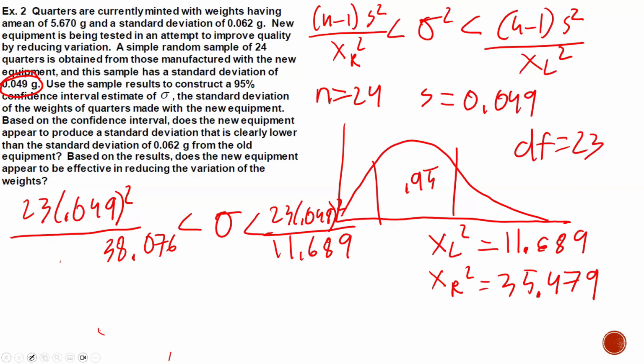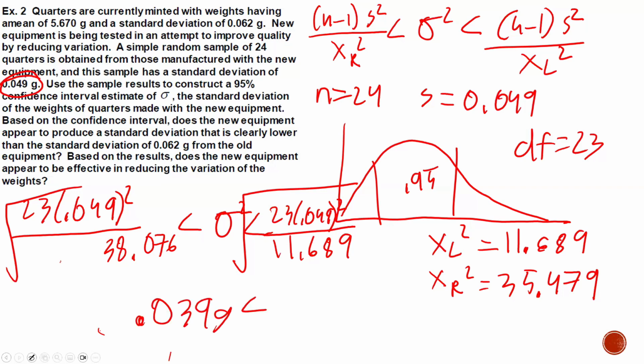So that would give me variance. You take the square root of each of these to get your standard deviation. There's a square root there. And then I get 0.039. Then let's try to interpret this.